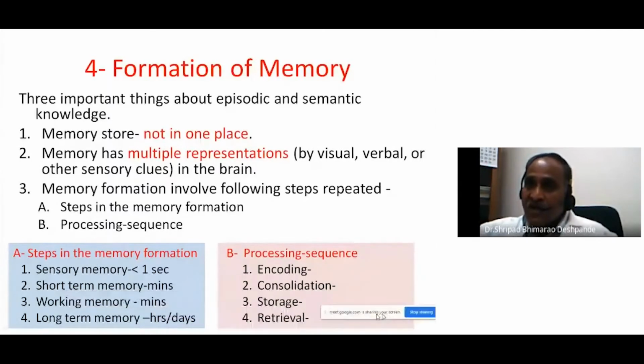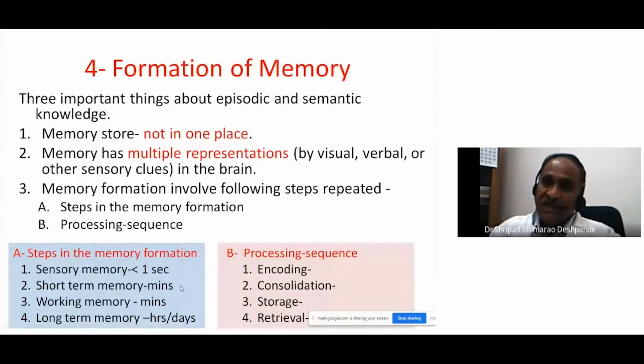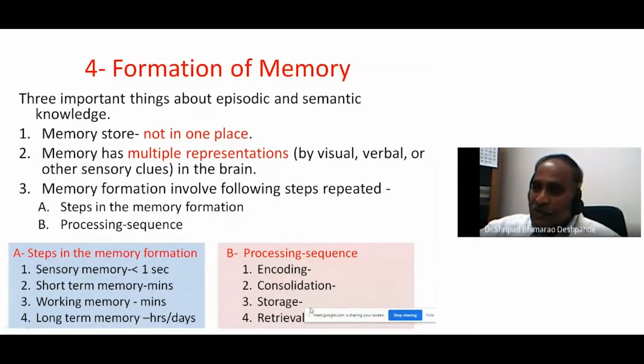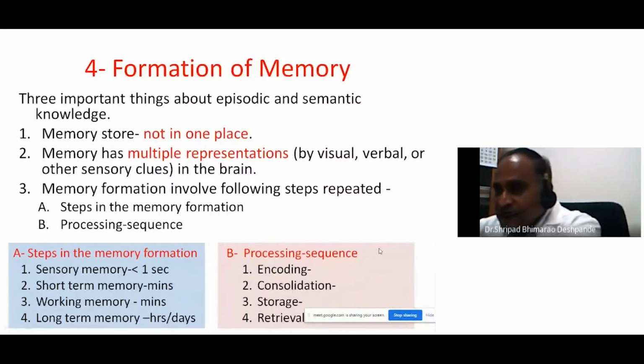All these four things, either as steps or processes, happen repeatedly to form a memory. Each is interdependent. Step A and step B are interdependent. They are necessary. For example, sensory memory and short-term memory encode. Then after that, these things will consolidate. So we will go to the next stage.